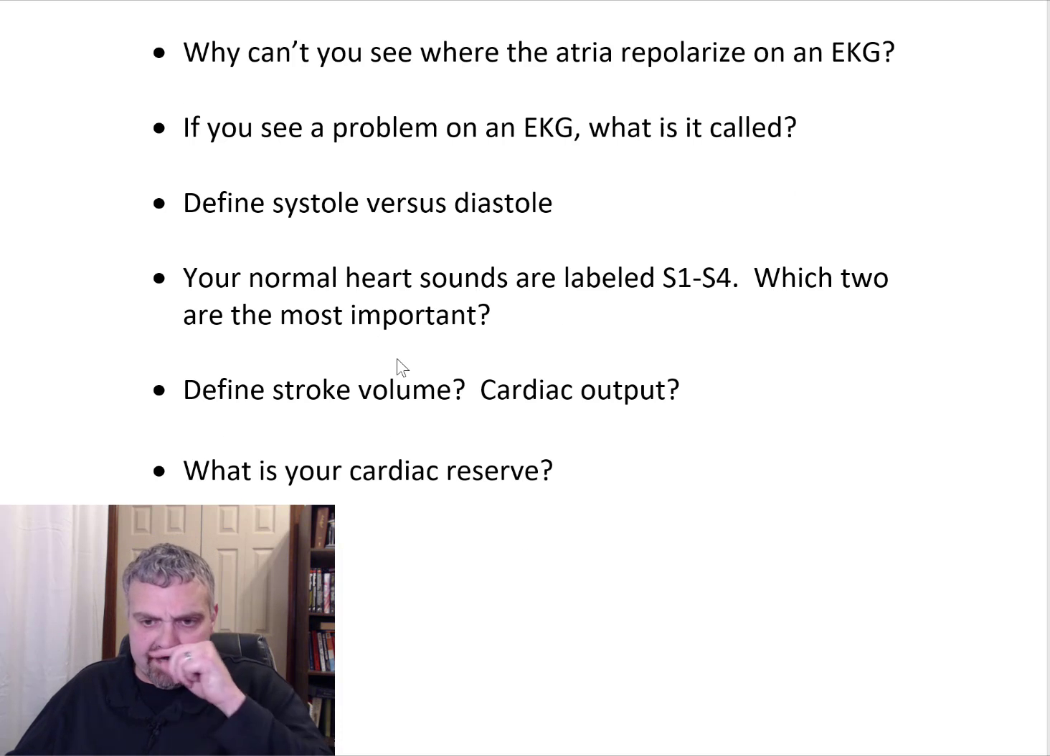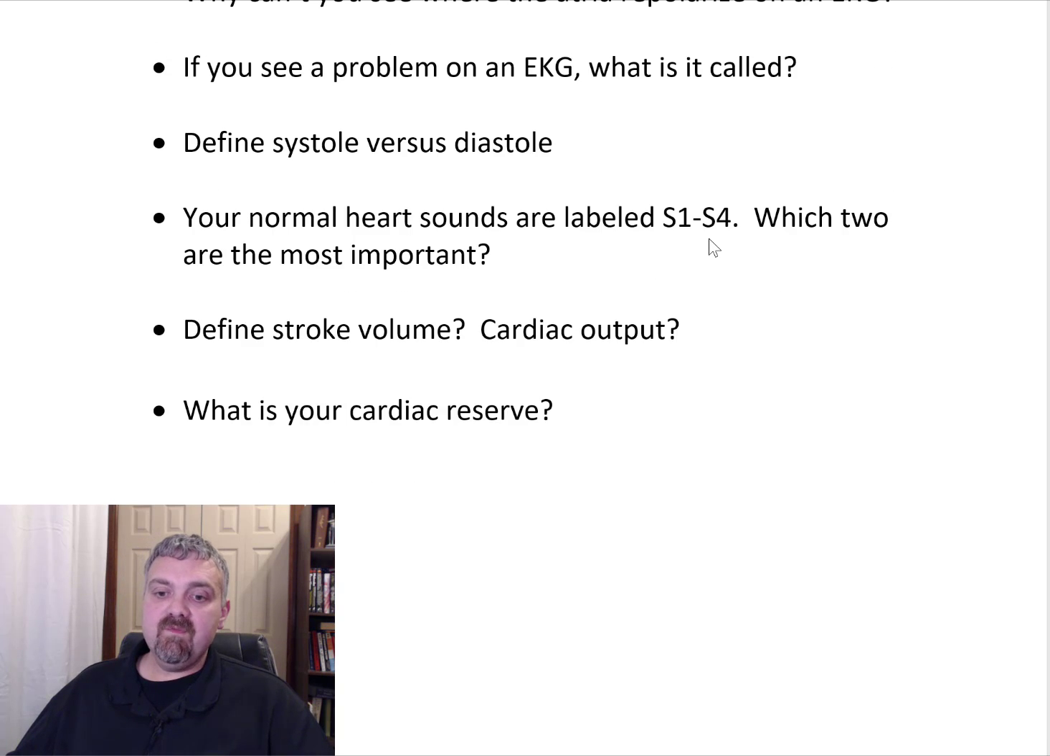All right, if you see a problem on an EKG, what is it called? So this would be an arrhythmia. I mentioned earlier that if you hear something wrong with the heart, it's a murmur. If you see something wrong on an EKG, it's usually an arrhythmia. All right, just a few more here.